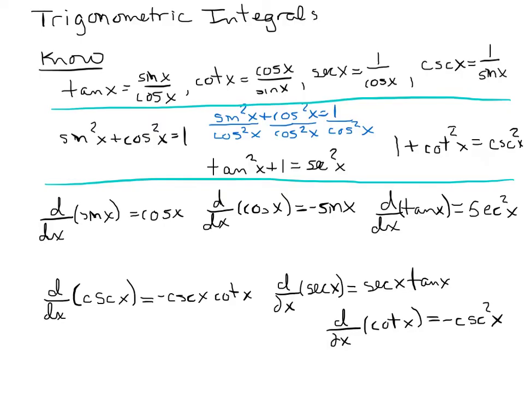Now, because you know that the derivative of tangent is secant squared, you then can figure out that the integral of secant squared is going to be tangent. So likewise, I would expect you to know what the integral of negative cosecant cotangent was, that would be cosecant, and I'd expect you to know that the integral of secant tangent is secant.